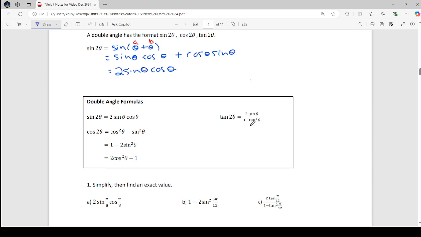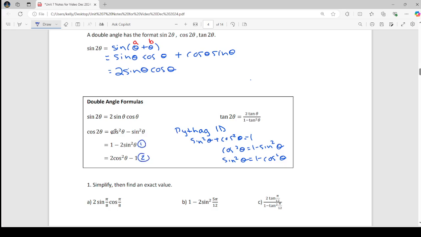And cos 2 theta has 3 different versions because the formula cos 2 theta equals cos theta squared minus sine theta squared can be rearranged using the Pythagorean identity. Remember, the Pythagorean identity is that sine squared plus cos squared is equal to 1. And we can isolate for cos squared, that's 1 minus sine squared. Or we can isolate for sine squared, which would be 1 minus cos squared. So I'll show you how this works.